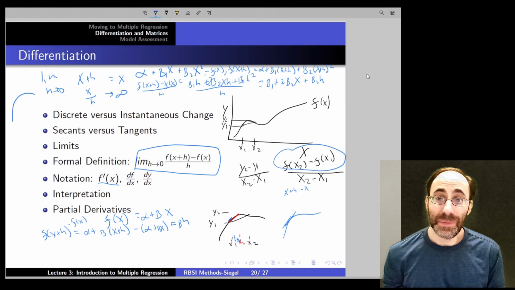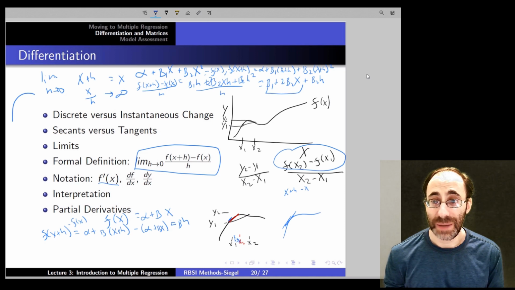And now, as I said, when I take the limit, these first terms have no h. So the limit affects them not at all. This last term is beta 2 times h. So as h goes to 0, this goes to 0. So in the limit, this will go away, and we're left with this.